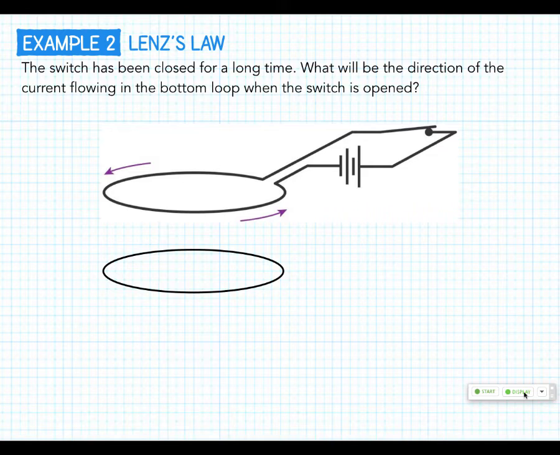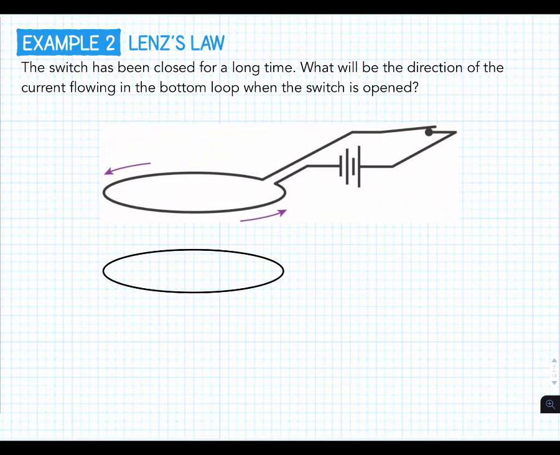Okay. So, this is my quicker question. Here we have a switch that's been closed for a long time. So we have a loop where the current is going like this. And how do we know the current's going like that? The battery, right? The current starts here at the battery and it goes around the loop like this.